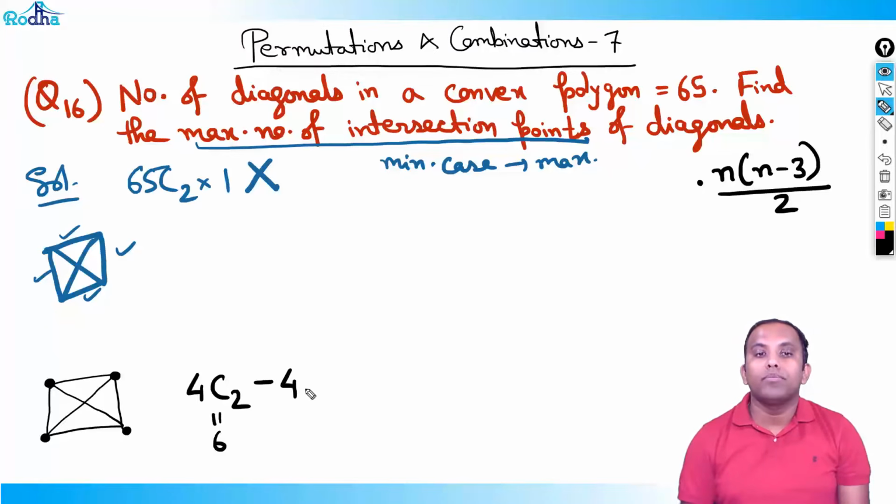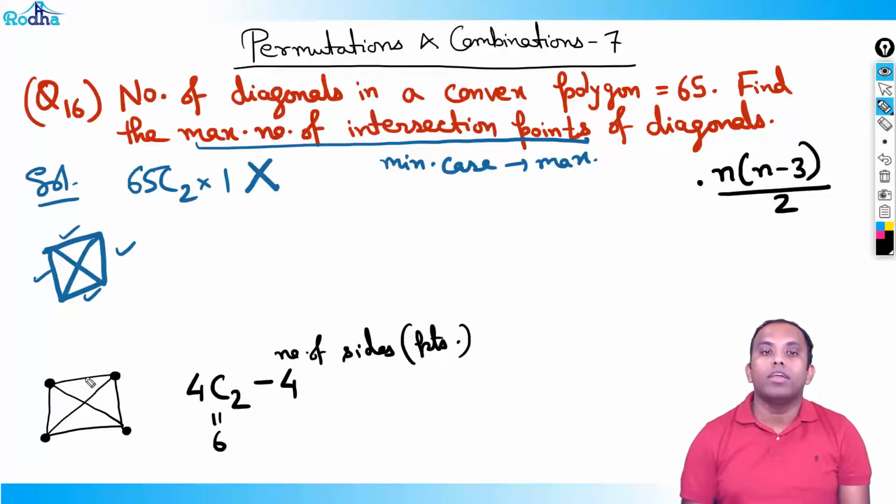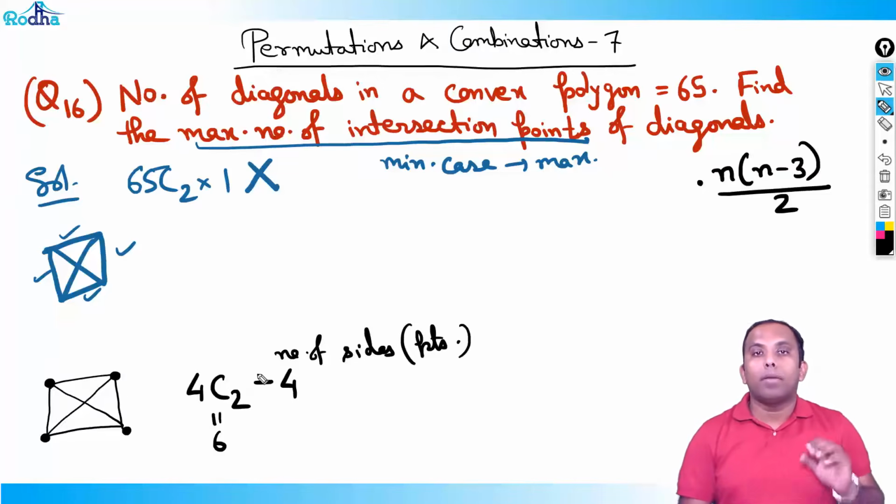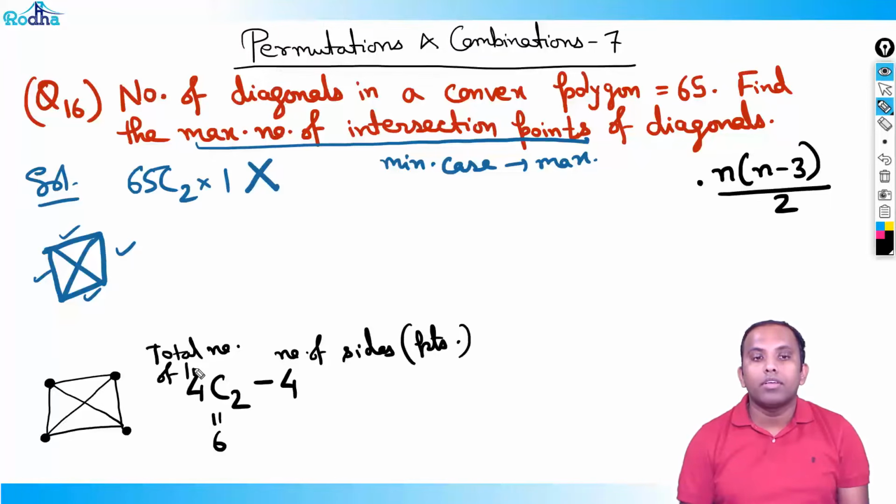So the number of diagonals is 4C2 minus 4. What is 4? 4 is the number of sides, or the number of points. There are 4 points, so there will be 4 sides. So the total number of lines minus the number of sides will give you the number of diagonals. If there are n points in a polygon, I can draw nC2 straight lines, and subtracting the number of sides gives the diagonals.